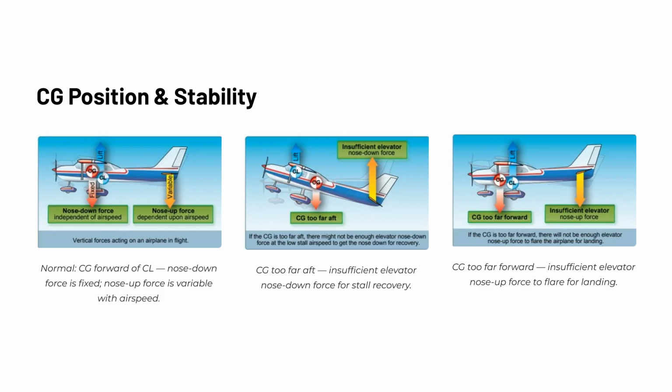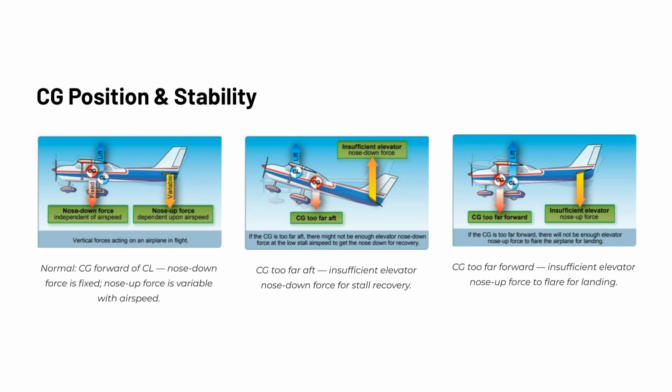The relationship between the center of gravity and the center of lift is fundamental to aircraft stability and control. In a normally loaded aircraft, the center of gravity sits forward of the center of lift. This creates a natural nose-down pitching tendency, which is a fixed force. The horizontal stabilizer and elevator then provide the variable nose-up force needed to maintain level flight, and that force changes with airspeed, giving the pilot the control authority needed throughout the flight envelope.